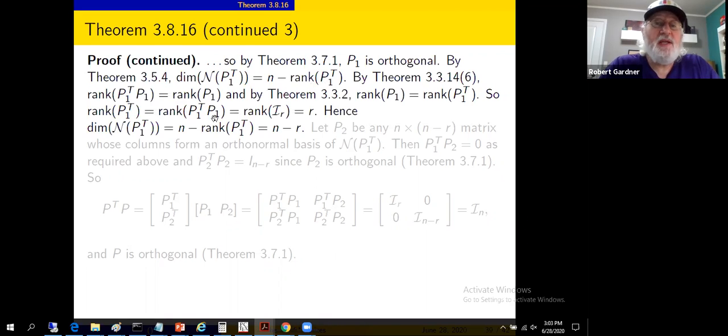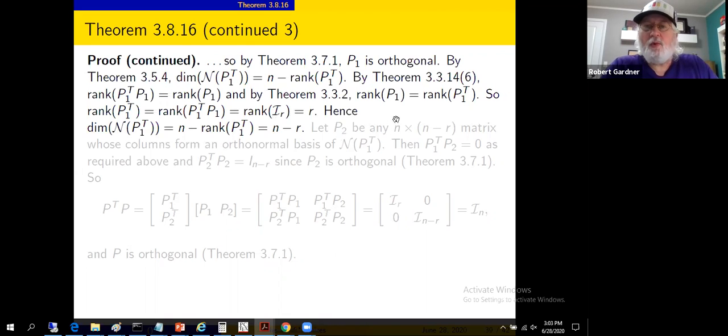P1 transpose P multiplied together to give us the identity on the previous slide. So this is a substitution. That product equals the identity. An R by R identity matrix has rank R. So the dimension of the null space of P1 transpose is N minus R, N minus R.